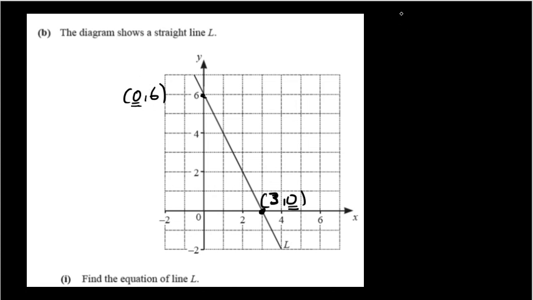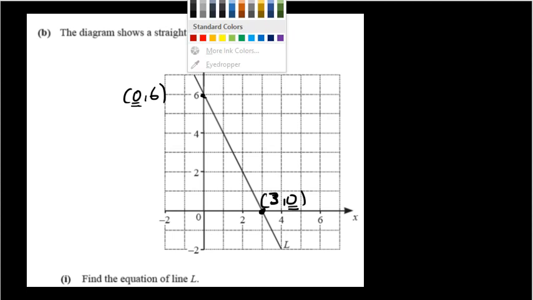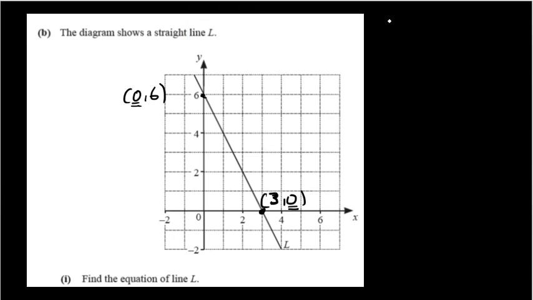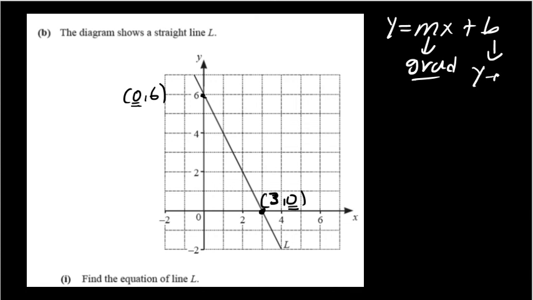Previously, we said the general form, or slope-intercept form, of the equation of a line is y is equal to mx plus b. The m is the gradient, and the constant b here is the y-intercept. So this time our b is 6. b is 6 because clearly it's visible, the point where the line crosses the y-axis.